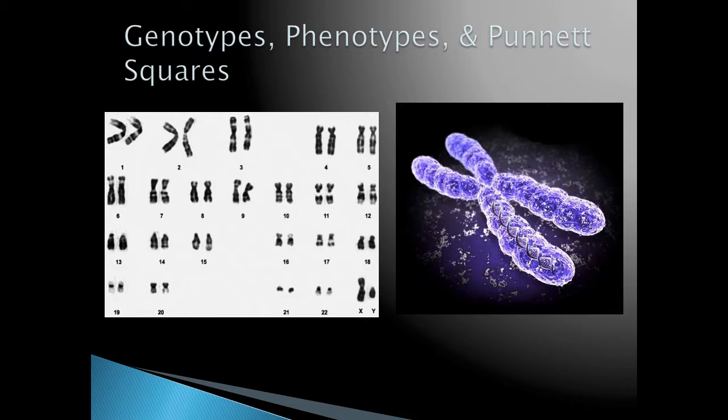Today we're going to talk about genotypes, phenotypes, and Punnett squares. The two pictures that you see here are of chromosomes. The first picture on the left shows the 23 different pairs of chromosomes that a person has. And then the picture off to the right is to show you a microscopic view of what a chromosome looks like.